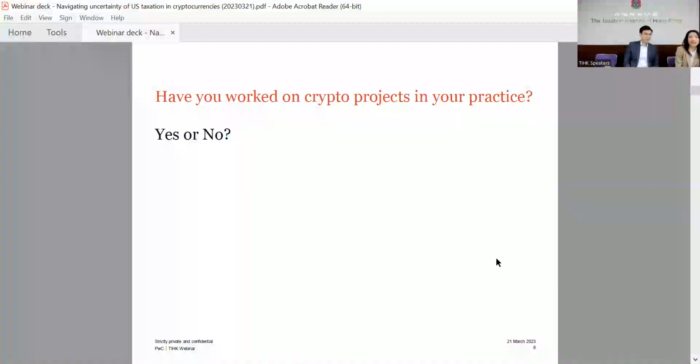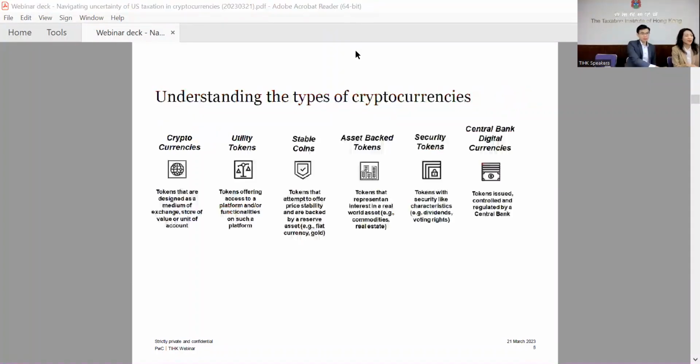So it looks like some of you have some experience in this area, and some of you may not yet. So that's just to set the scene as to where you may be coming from in your practice. So just a quick couple of slides.